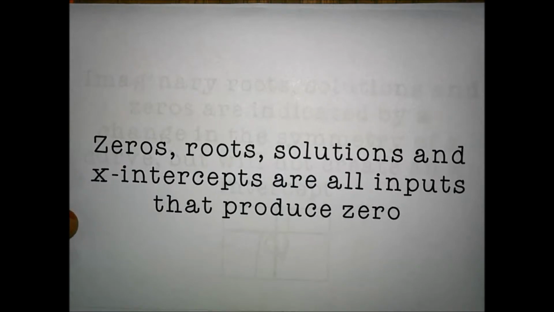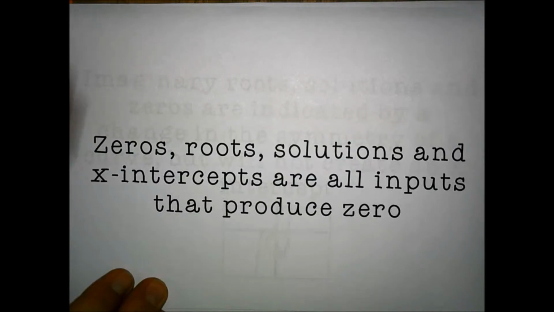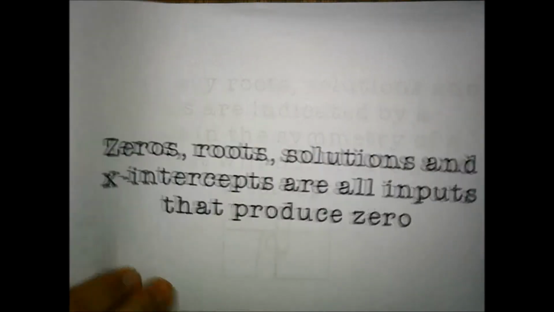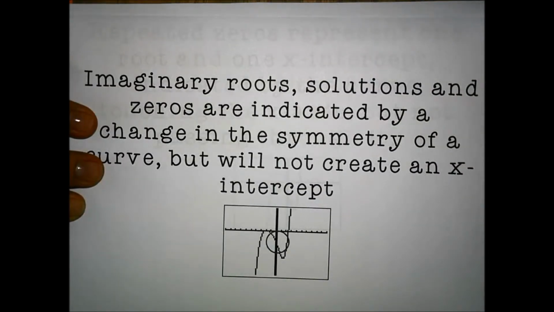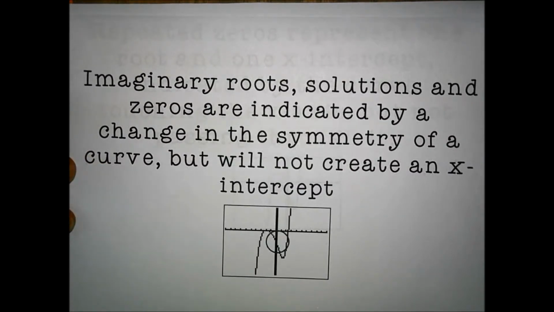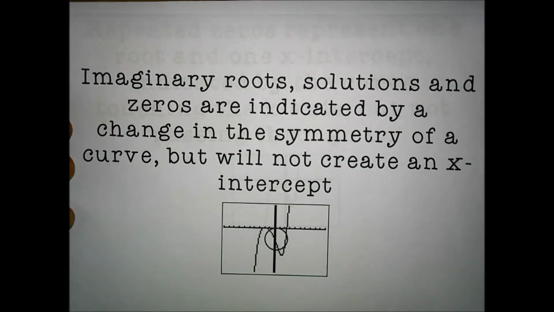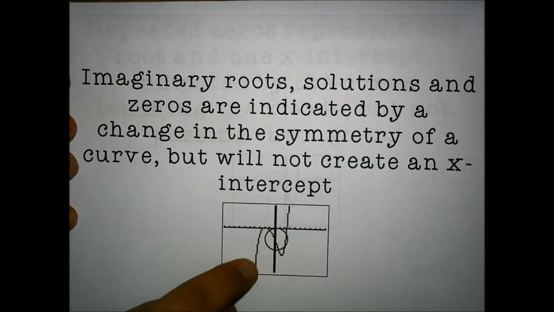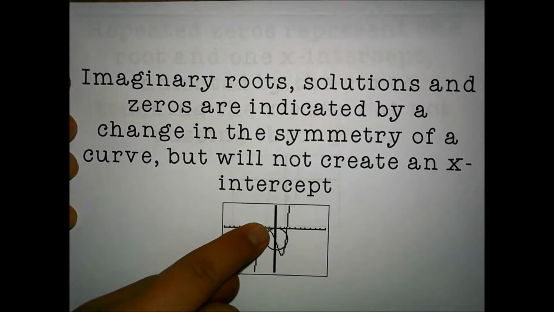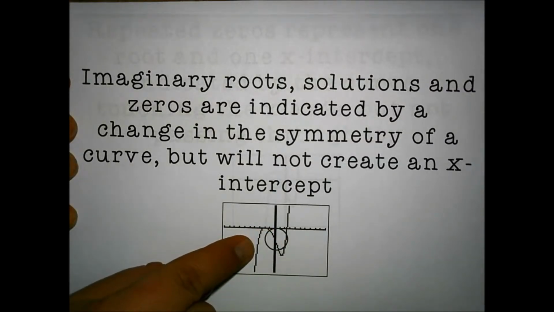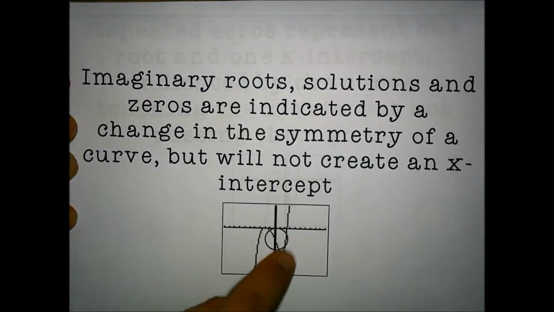Zeros, solutions, roots, and x-intercepts are all inputs that produce 0. Imaginary roots, solutions, and zeros are indicated by a change in symmetry of a curve, but will not create an x-intercept. Here, you can see this curve is pretty smooth, and then something happens here and it doesn't look symmetric. There's no axis of symmetry here. And on this side, this also doesn't look symmetric.